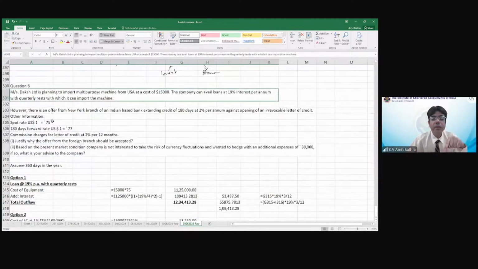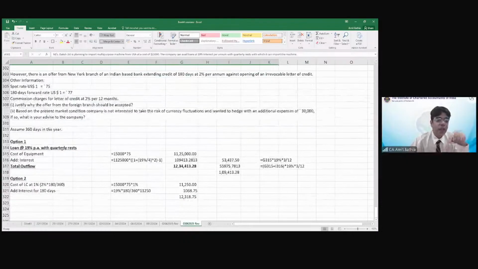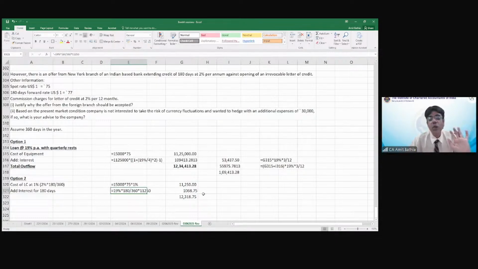Are you with me? Here, for LC purposes, when I am taking the loan, it is a specific 180-day document, right? So that is the reason quarterly compounding will not apply over here. Are you with me? Yes, sir. Very important to note this particular aspect because that is a differentiating factor.